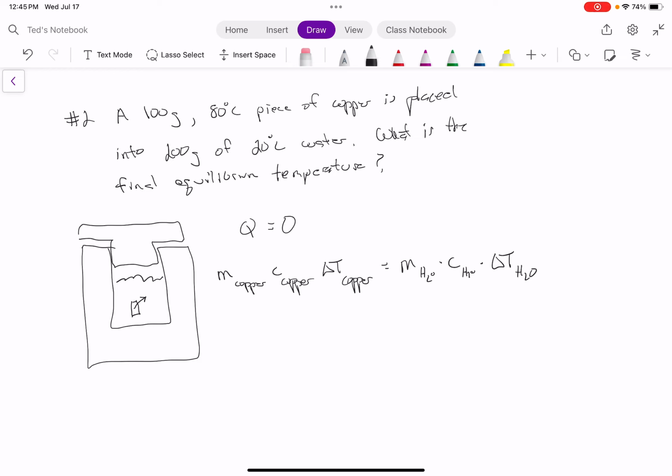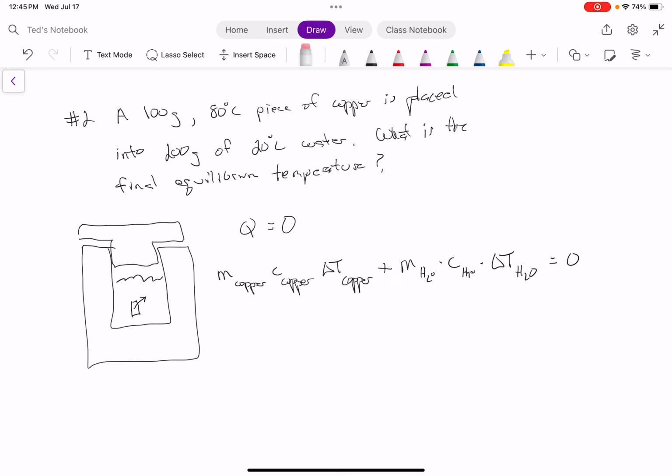And actually, that's not the right way to write this, because what we should be saying is that the total Q is equal to 0. So the Q from the copper plus the Q from the water should equal 0. Okay, and the deal is, of course, this one is going to be negative because its temperature is going down, and this one's going to be positive because its temperature is going up. And when we add them together, we're going to get 0.